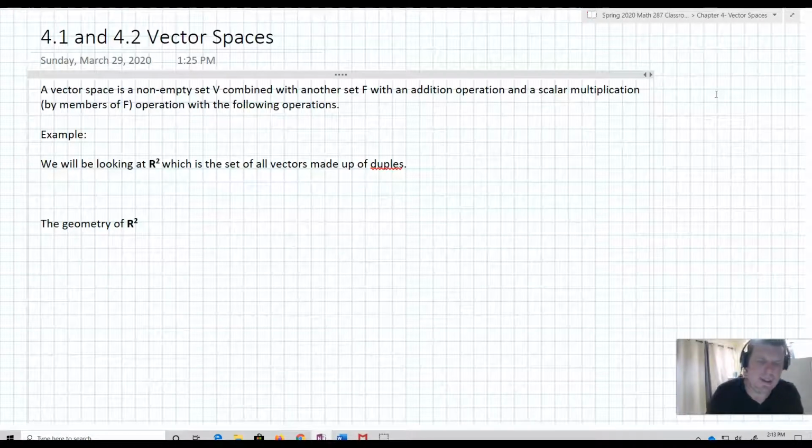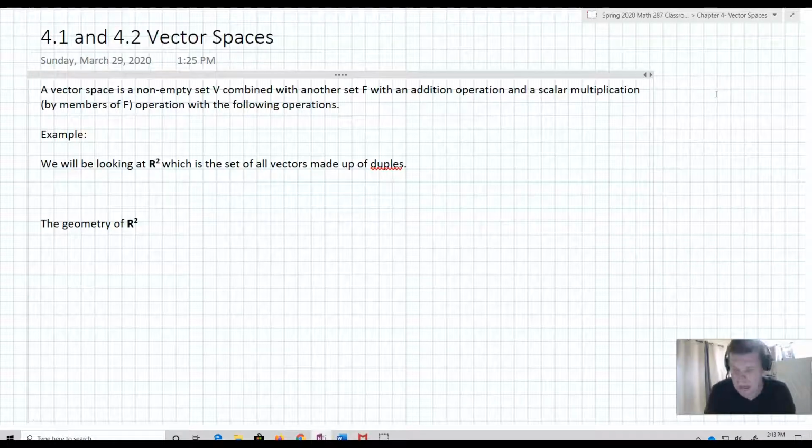A vector space is a non-empty set, call it V, combined with another set F, which is called a field, but we don't really need to get into that too much. And then it has an addition operation and a scalar multiplication operation, all right? And we're going to multiply by members of F. And it has, with those operations, scalar multiplication and addition.